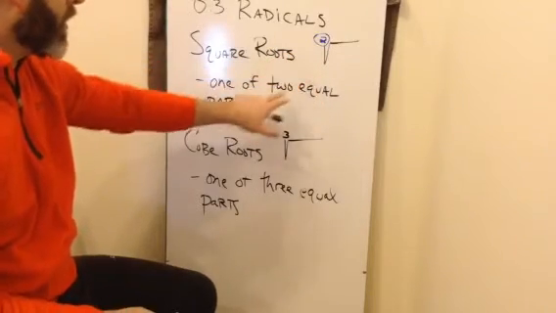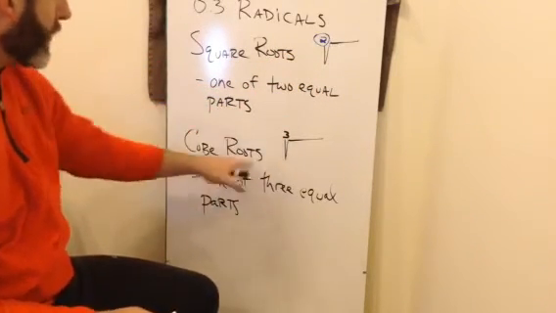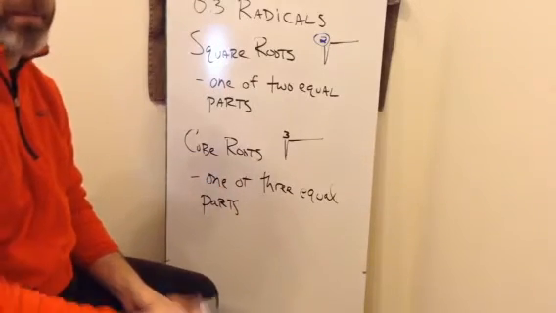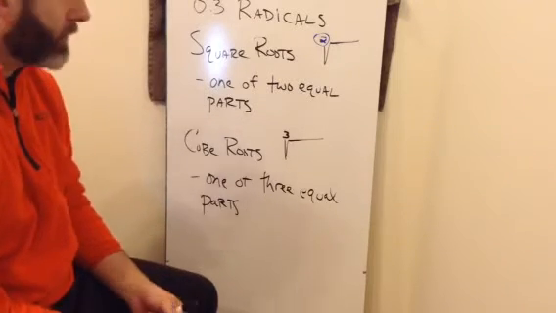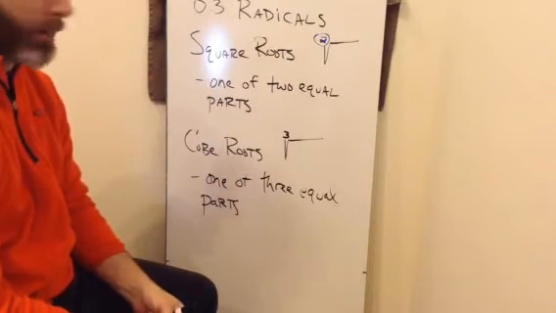So a square root is one of two equal parts. Well, a cube root has a 3 there. So a cube root we think of as one of three equal parts, the same value times itself 3 times. Okay. A fourth root, we change that to a 4, would be thinking of one of 4 equal parts.